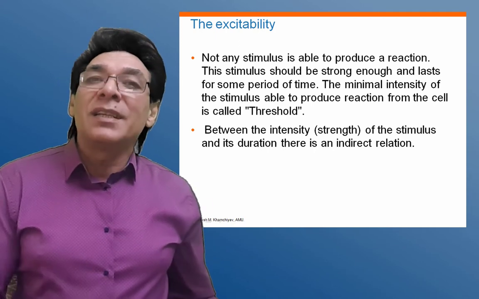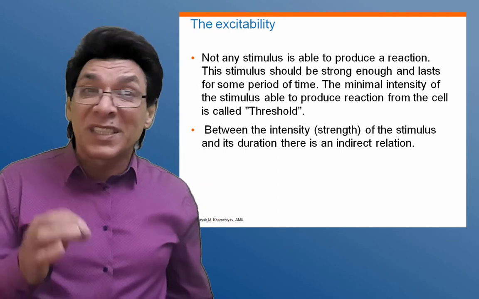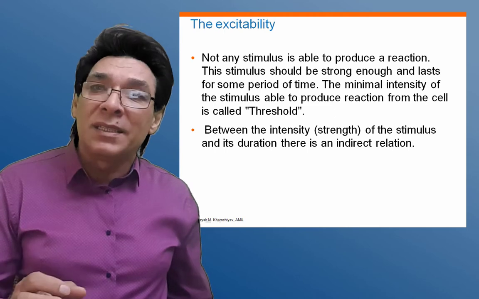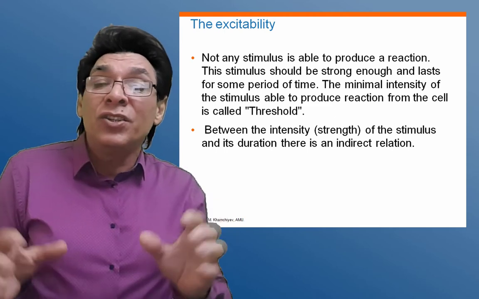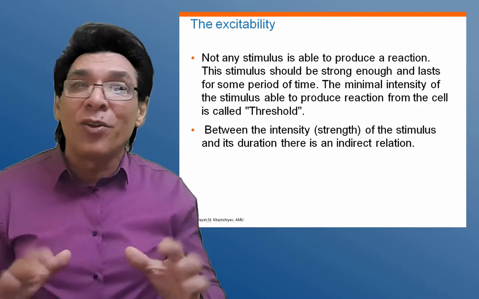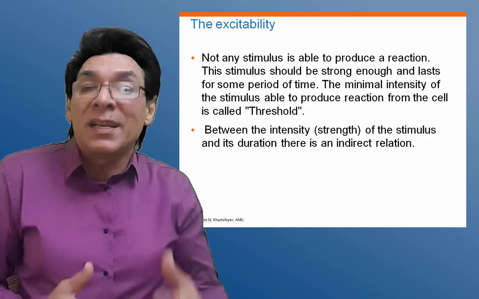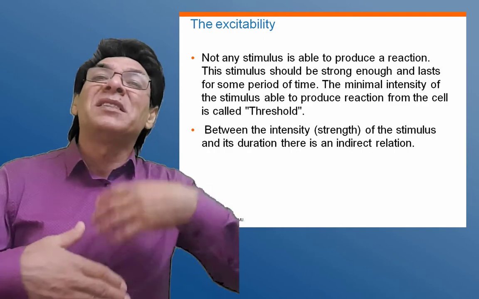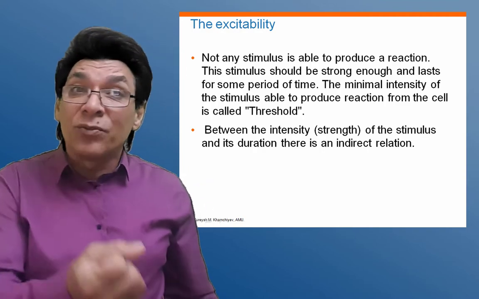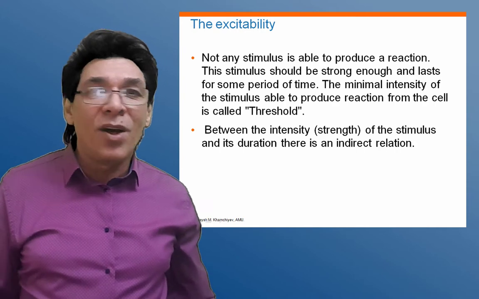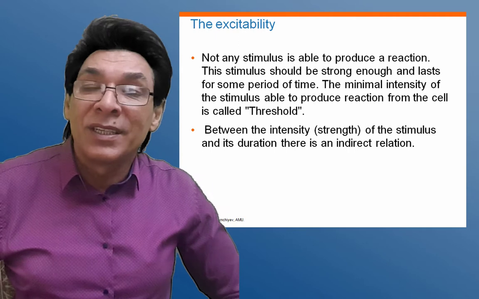Next term is excitability. Excitability is the property of cells that permits them to react to stimuli from the environment by a change in membrane potential or generation of an action potential, or the capacity of cells to respond to stimuli, or the ability to receive and respond to a stimulus, only applicable to nerve, muscles, and certain secretory cells.